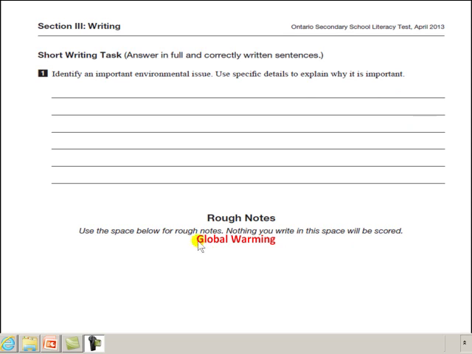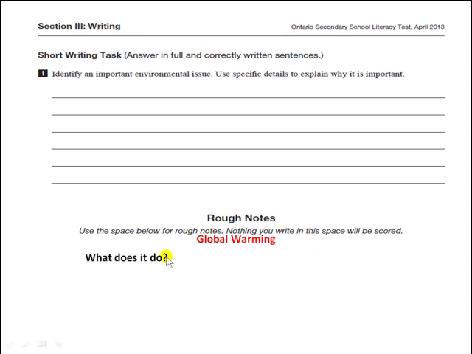on the T-chart we need a head that's going to answer the question. I've chosen global warming, which is an environmental issue, so this is the head of the T-chart. Next, you're going to create a left side and right side as follows. What does global warming do, and why does it do damage?